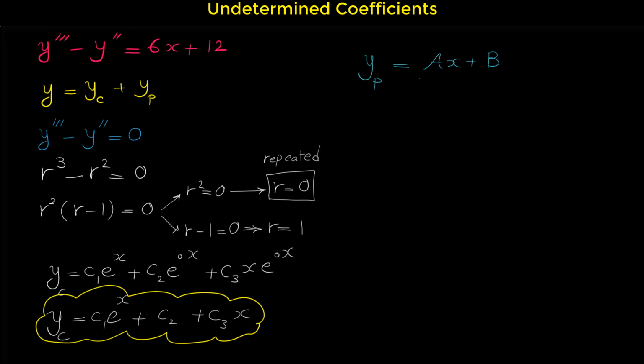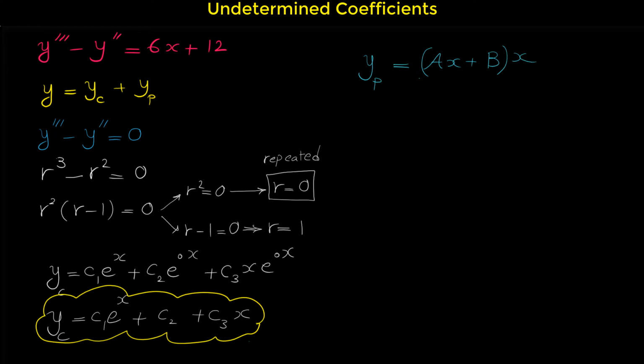Here, ax plus b is repeated exactly. If you look at ax, we have c sub 3 x, the same form, the same function. It is repeated. And also b is repeated here. B is a constant, and c sub 2 is also a constant. So we have common terms between our particular solution and the complementary solution. To prevent this duplication, we have to multiply this by x.